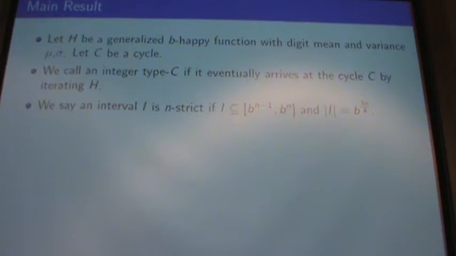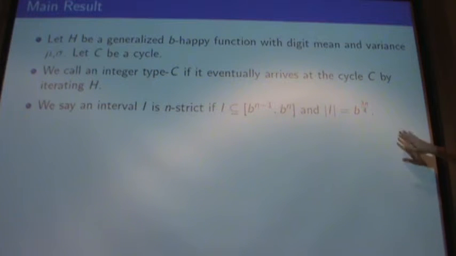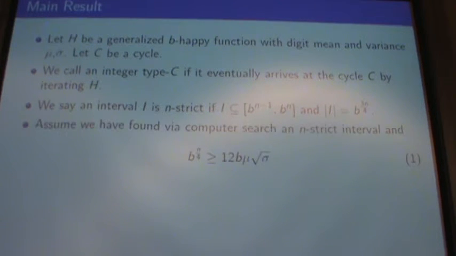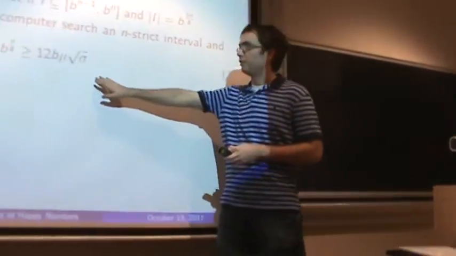This is just a technicality. I'm calling an interval n-strict if it's of this form: a subset of b to n minus 1 to b to n, and its size is exactly b to 3n over 4. And like I said, my theorem doesn't say anything for very small intervals. So we need at least an interval that is n-strict and at least this size.